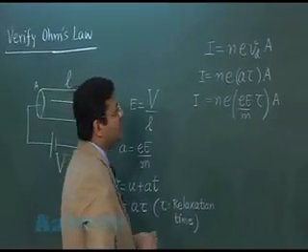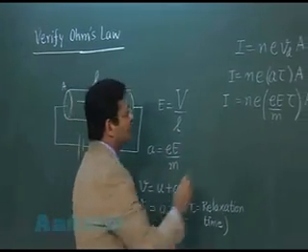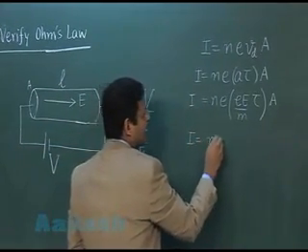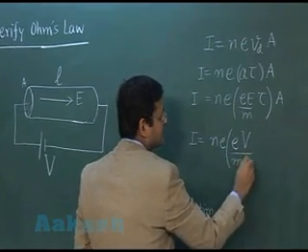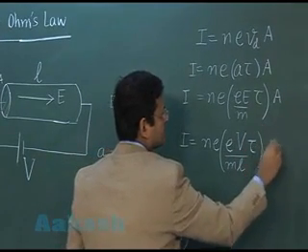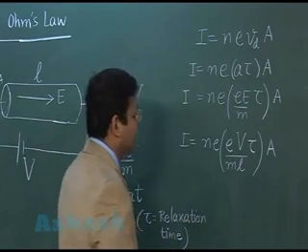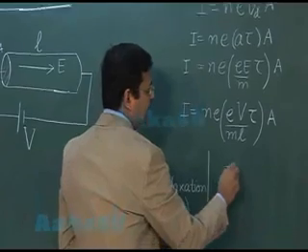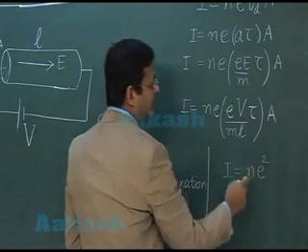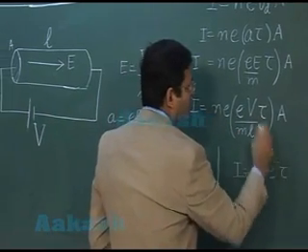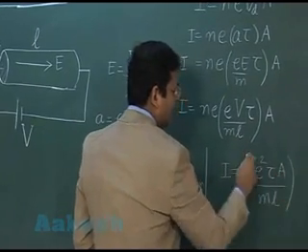And for this electric field, now I will substitute V upon L. So this will be I is equal to NeE, V upon L. Now if you simplify it, then you get I is equal to N e square, all those constant quantities I am writing together, N e square tau A upon m L, and multiplied by capital V.